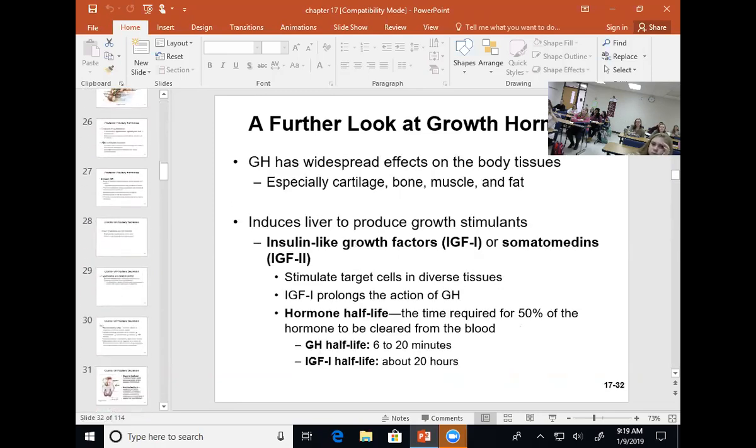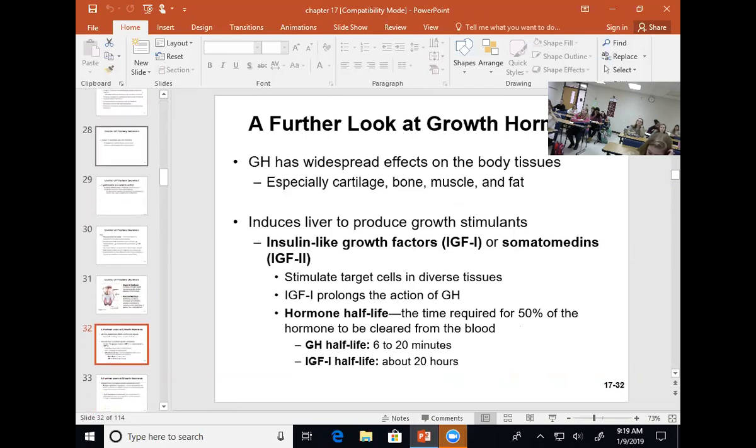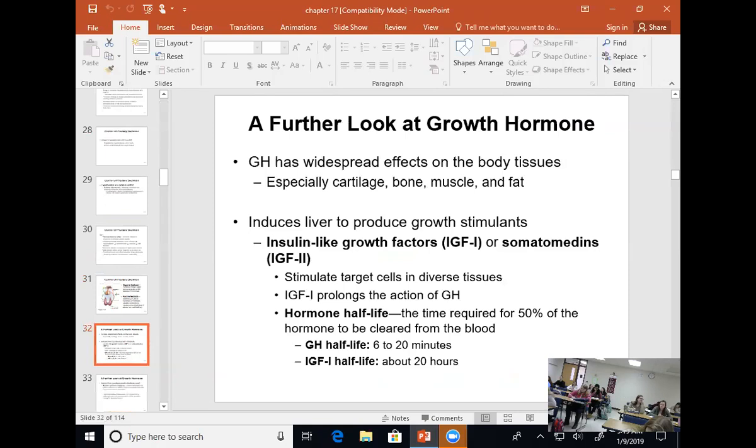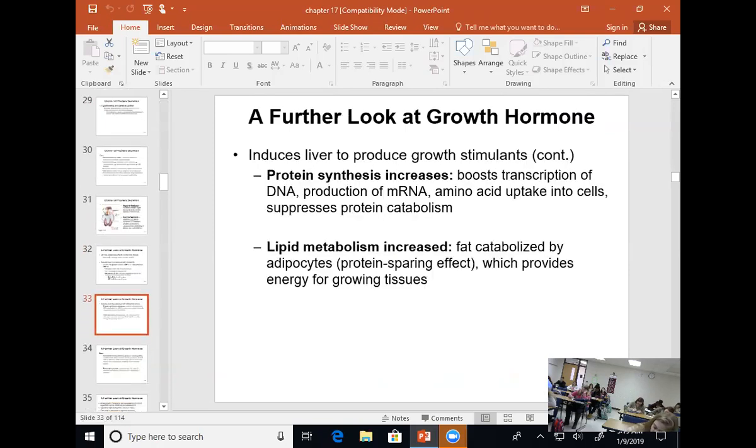So we had said growth hormone. Where did we say growth hormone targets? We said it targets the liver. And the liver actually produces another molecule that helps the growth hormone carry out its functions, which are widespread. But what I mostly want you to know is that it is going to increase mitosis. It is also going to increase protein synthesis.